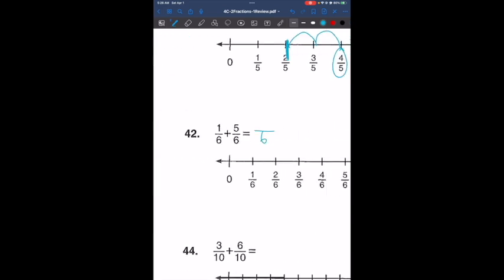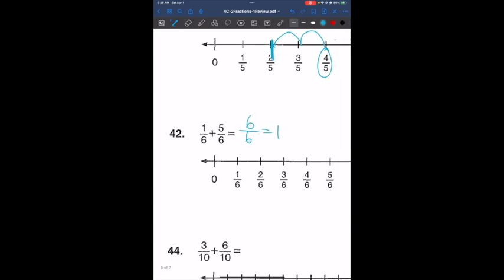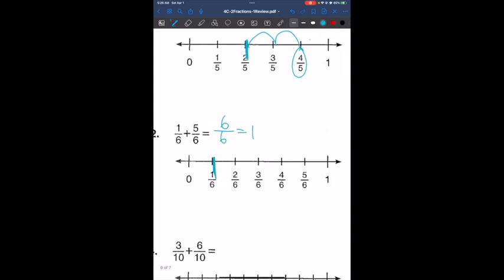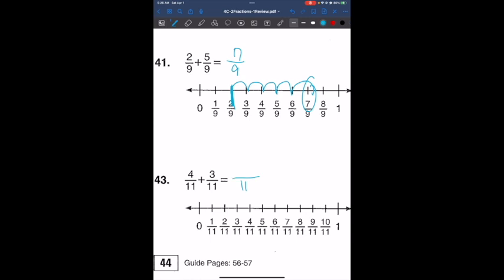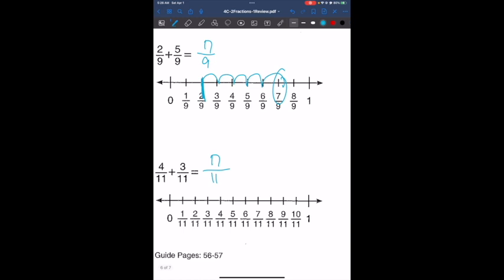Same denominator, so just add the numerator, and that gives us 1. So again, we start here. Each space is worth 1 over 6, so we go 5 times to add 5 over 6, and that brings us to 1. Same denominator, add the numerator together, so it's going to be 7 over 11. So we start at 4 over 11, and we know that each space is worth 1 over 11, so we're going to go 3 spaces, and that brings us to 7 over 11.